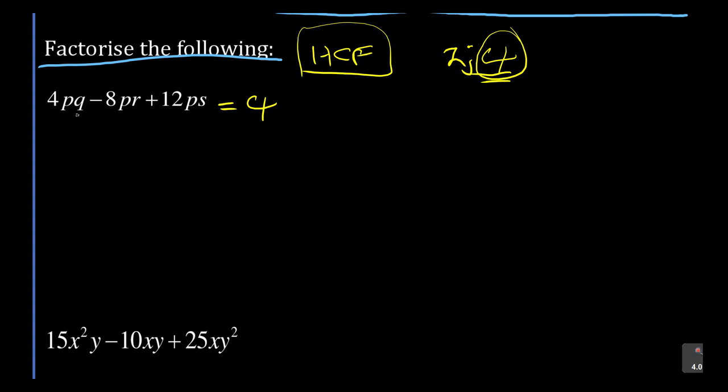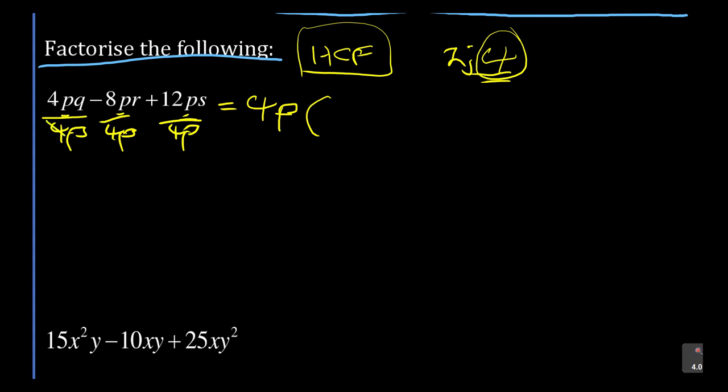And then after that, look at all the letters that are repeating. I have a P, I have a P, I have a P. So I take out P. Right? Q is not common and S is not common. Am I right? Yeah. So you can see that 4 and P. So now I'm dividing each item by 4P, by 4P, and by 4P. That's what you're doing when you're factorizing.